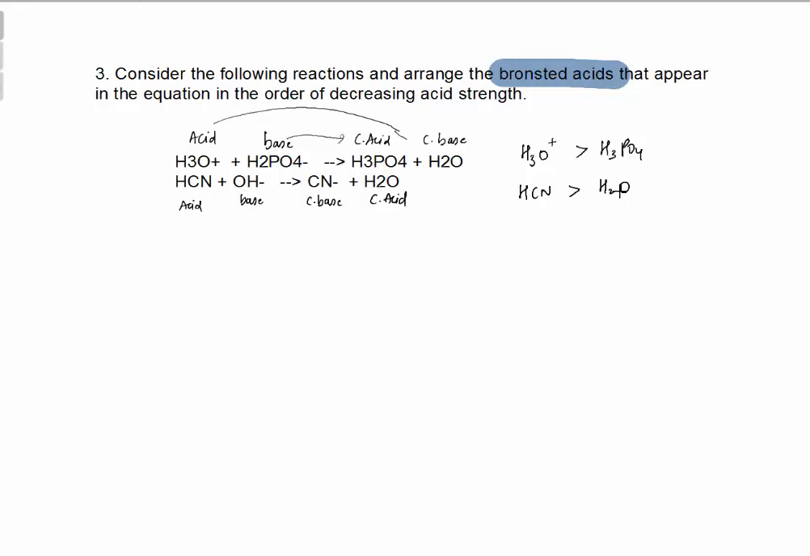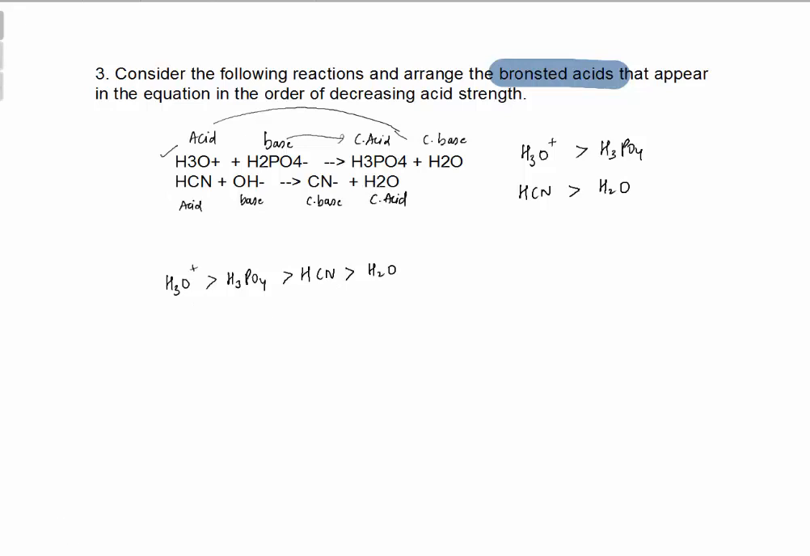Now, please remember, if you write the decreasing order of their acid strength, it will look something like this: H3O plus greater than H3PO4 greater than HCN greater than H2O. Now, please remember, we have done this order based upon the data given in the question. First they said that H3O plus is reacting with H2PO4 minus to form H3PO4. That means between H3O plus and H3PO4, who is dissociating? None other than H3O plus. Between HCN and H2O, who is dissociating first? HCN. That's why the order came up like this.